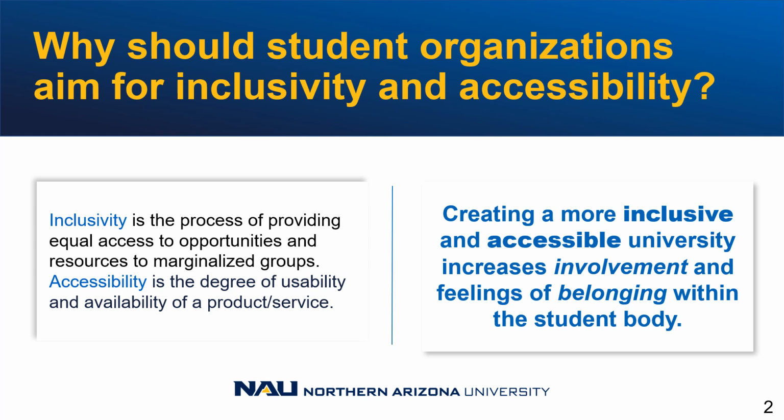I'd love to define a few terms that are used throughout this presentation. Inclusivity is the process of providing equal access to opportunities and resources to marginalized groups, while accessibility is the degree of usability and availability of a product or service. When we talk about a product or service in regards to student organizations, we'll be talking about its identity, its reputation, and what the organization does.